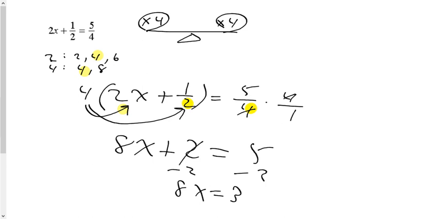I made a mistake somewhere, didn't I? And divide both sides by 8. I guess I didn't make a mistake. And x will equal 3/8.